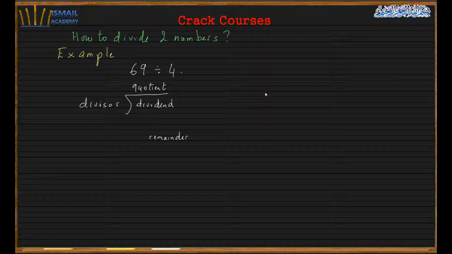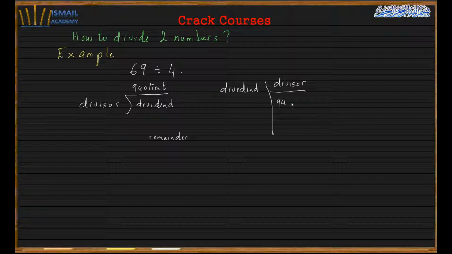Or you can use this notation. Here we have the dividend, here we have the divisor, and here we have the quotient, and down here we have the remainder.